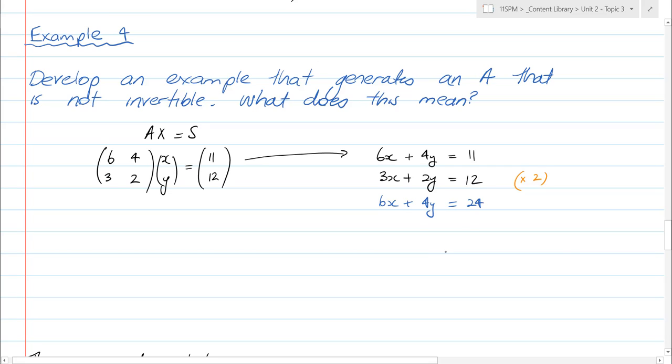And going back to our proof work, what's this called now? 6x plus 4y equals 11, and 6x plus 4y equals 24. This is a contradiction. So we've got a contradiction. And in fact, the conditions required to make this non-invertible are that those two must multiply to get the same value as those two. And any way you do that, you'll end up with this being just a scalar multiple of that.